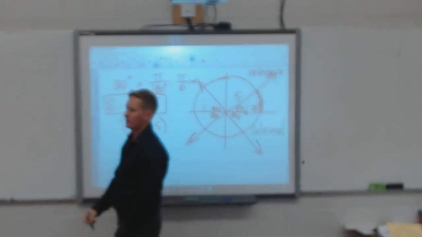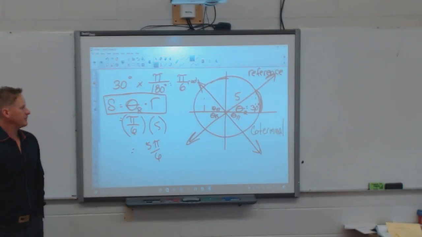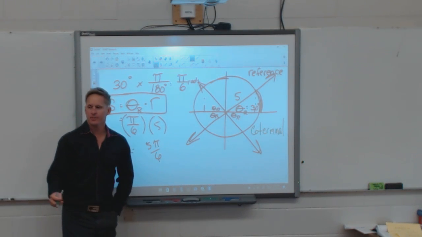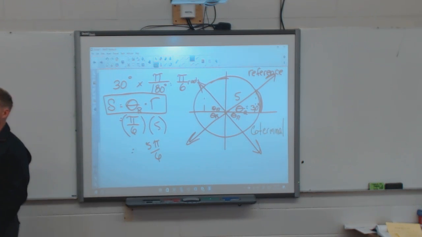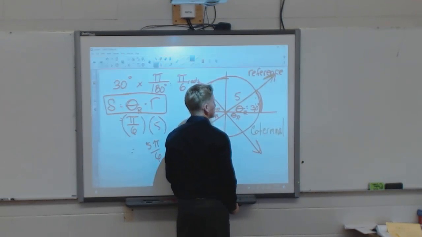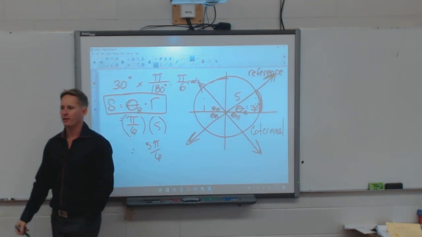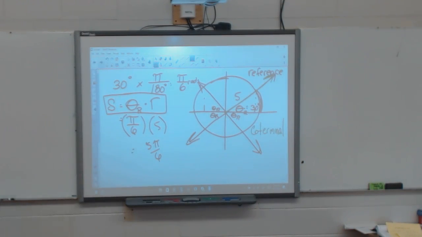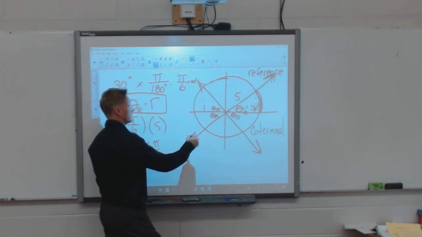Coterminal simply means an angle with the exact same position on the circle. So what other angle has the exact same position on the circle? Well, if this angle is 30 degrees, I want another angle measure that is in the exact same position. So how do I get there?